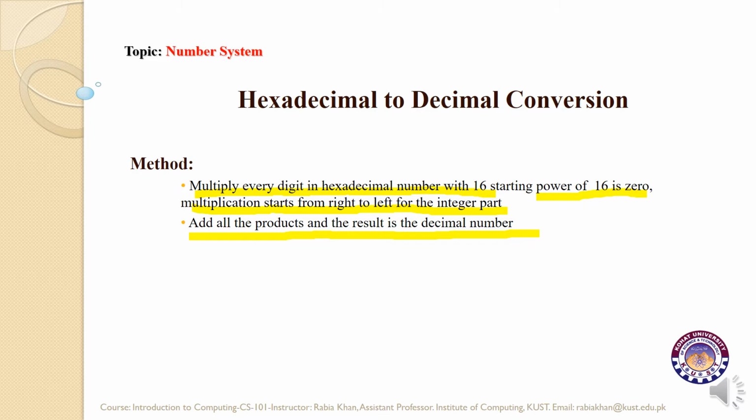So let's see with few examples how we can apply this method in order to convert a hexadecimal number to decimal number.